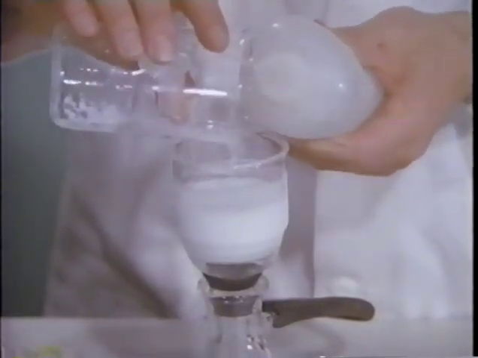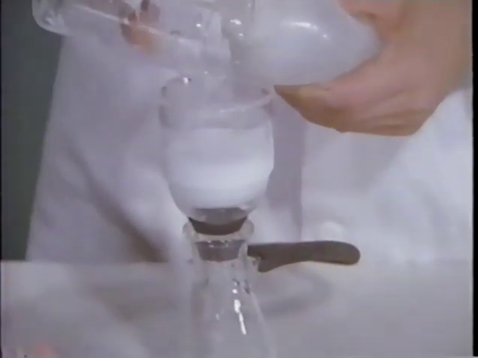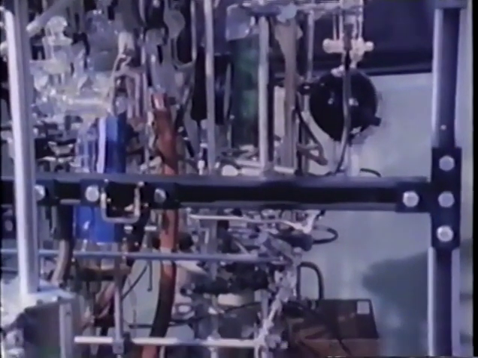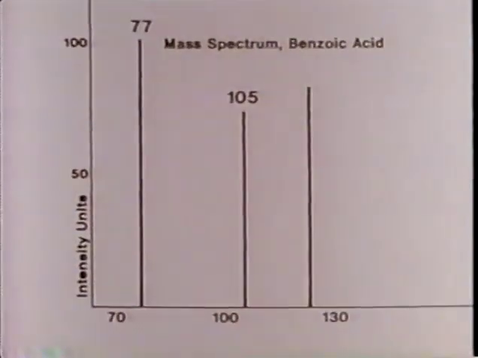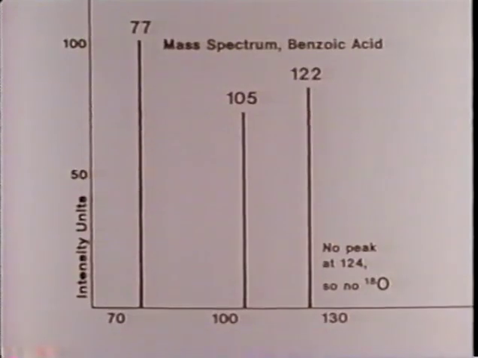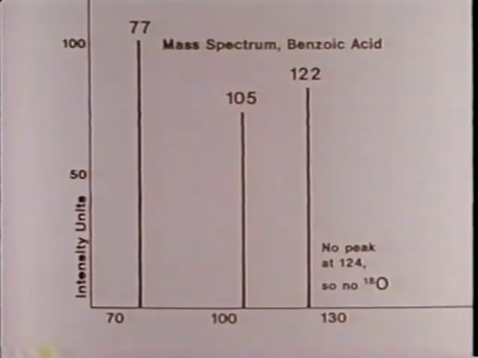What about the benzoic acid? The product is washed and filtered, then dried, and run in the spectrometer, which handles higher masses. We find a high peak at 122, the mass of benzoic acid with oxygen 16. But there is no peak at 124, so no detectable oxygen 18. The acid does not contain the labeled oxygen 18.